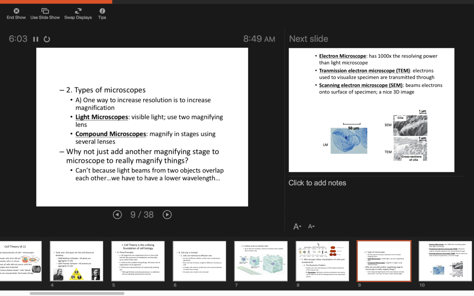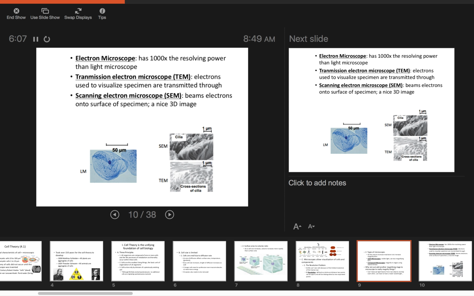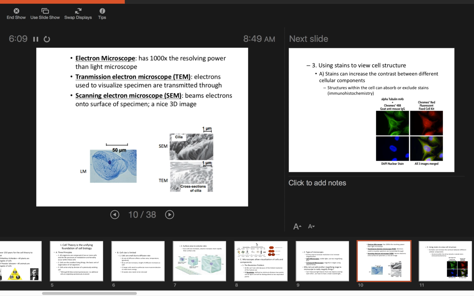and so you actually have to change your wavelength. You can't have visible light anymore, and so now we use electron microscopes. So electron microscopes have 1,000 times the resolving power of a regular light microscope. There are 2 types of electron microscopes: transmission and scanning.